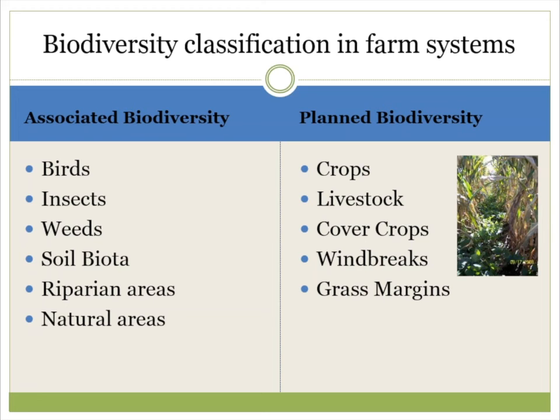Planned biodiversity, on the other hand, are the components that a farmer will manage on a day-to-day basis. So what crops am I going to plant this year? What is my rotation? Should I include livestock, and what species? And some of these questions can occur over longer periods of time. So should we include windbreaks in a farm? That's the sort of planned biodiversity that requires a 10, 20, 30-year time horizon to work under.